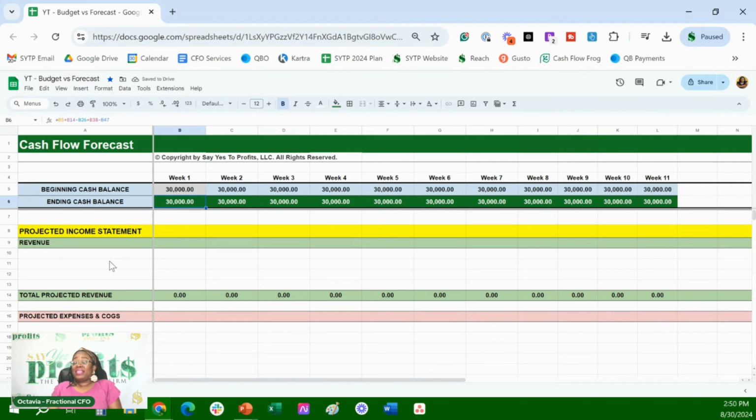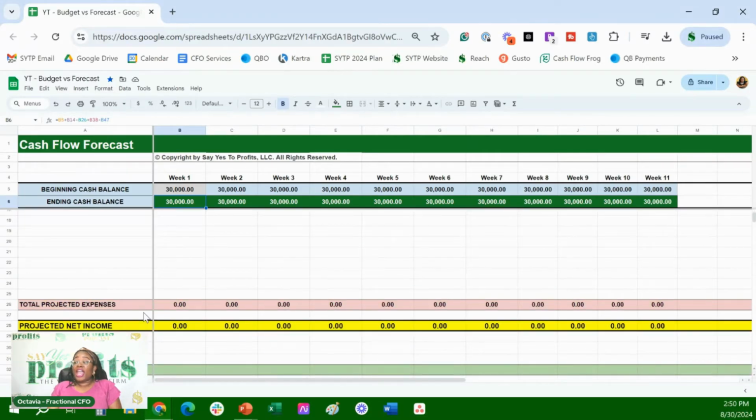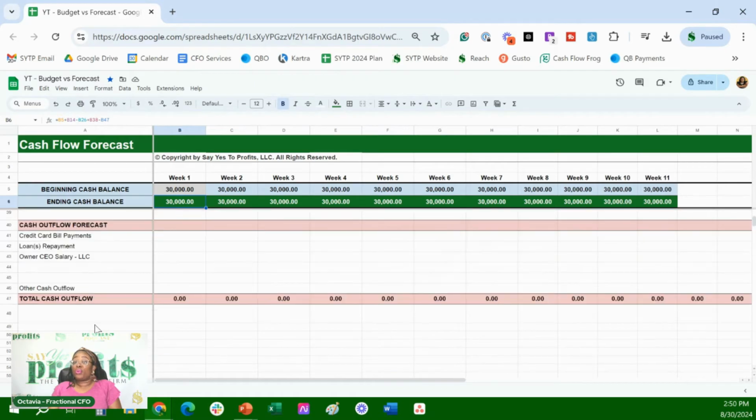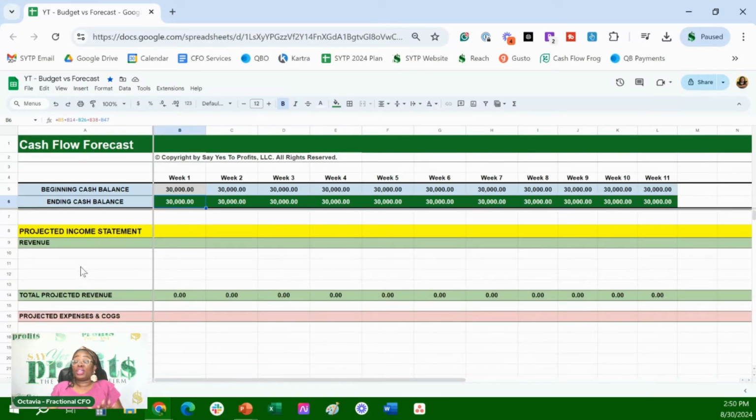Now, the way I've set this up is going to show you your revenue and your expenses and your net profit or net loss. And then you have to enter the other forms of cash, okay? That's why I went over all of that in the beginning so that when you get to this part, you're perfectly clear. So let's say for your revenue, you have revenue stream 1, and that stream is your consulting revenue. And let's say you know you're going to bring in for this particular week $10,000, right? We will put that there.